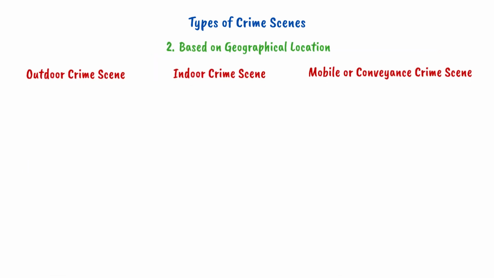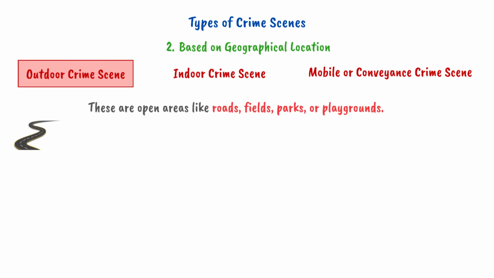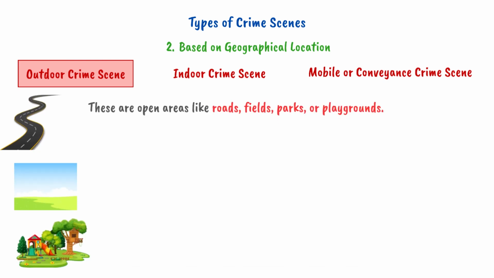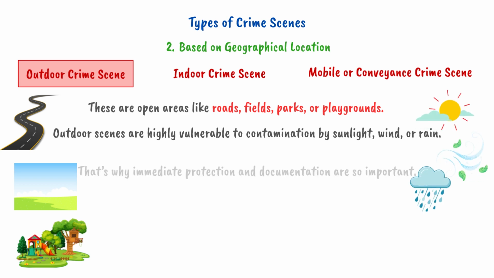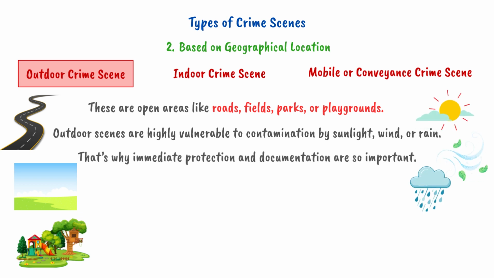Based on geographical location, outdoor crime scene. These are open areas like roads, fields, parks, or playgrounds. But here's the challenge: outdoor scenes are highly vulnerable to contamination by sunlight, wind, or rain. That's why immediate protection and documentation are so important. Evidence is easily damaged or lost.